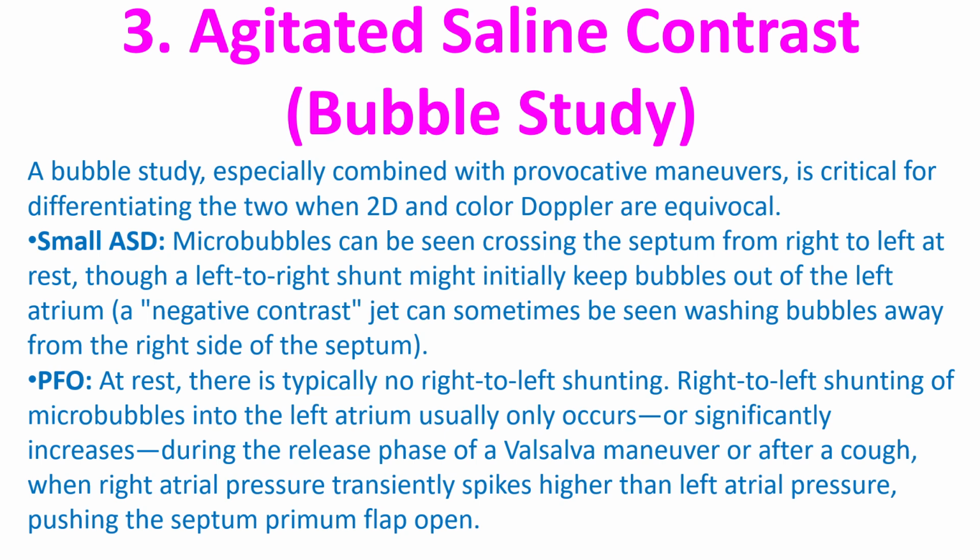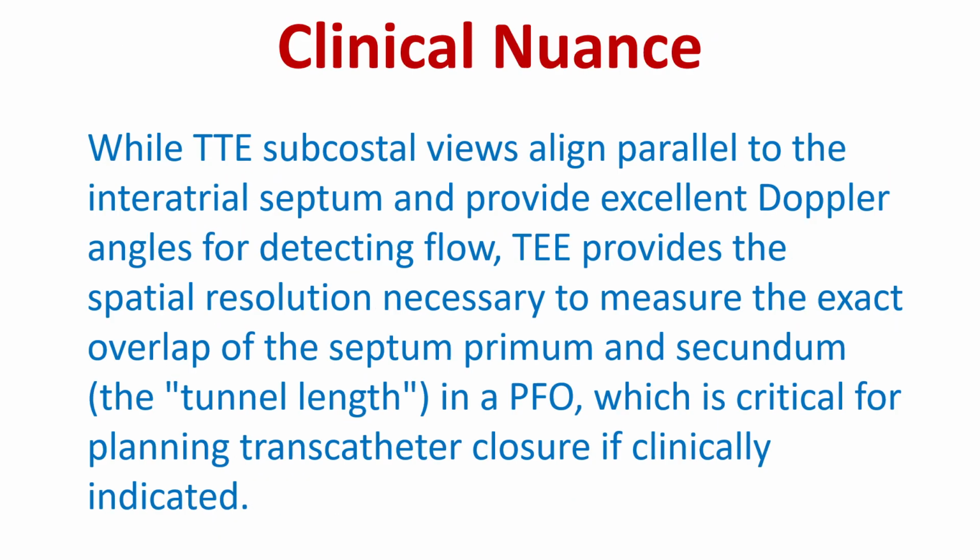PFO: at rest, there is typically no right to left shunting. Right to left shunting of microbubbles into the left atrium usually only occurs or significantly increases during the release phase of a Valsalva maneuver or after a cough, when right atrial pressure transiently spikes higher than left atrial pressure, pushing the septum primum flap open.